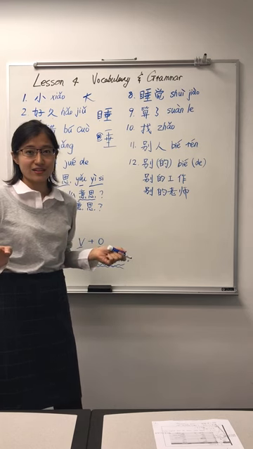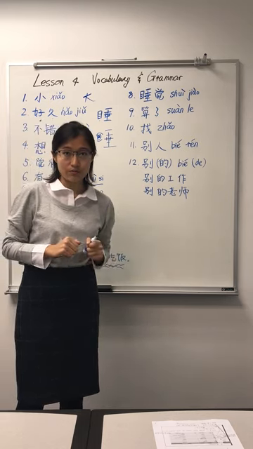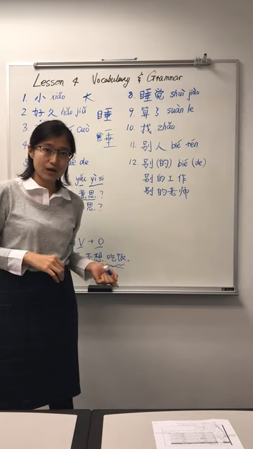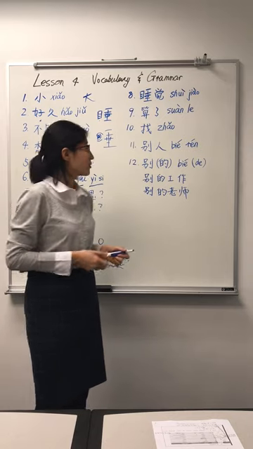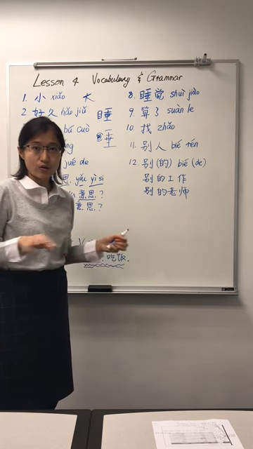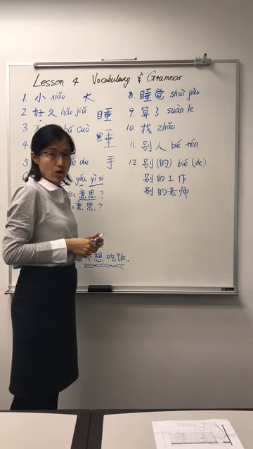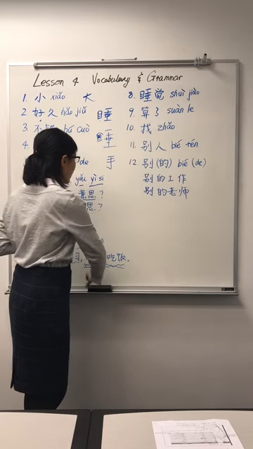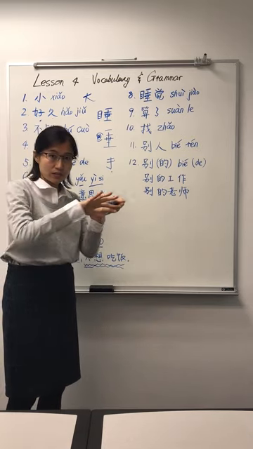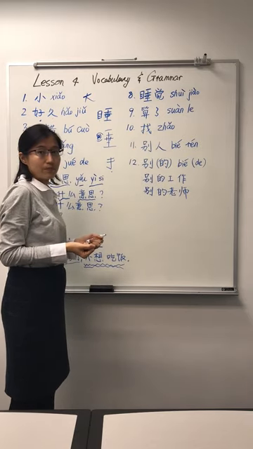Next one, 算了, that means forget it. For example, if you want somebody to help you do something, but that person is so busy, you will say, 算了, I will find someone else. 算了, forget it. That's okay, forget it. Next one is 找. 找 means find or look for something. We learned this radical, 手, hand. This part is the radical 手 without the top part. So if you are using the hand to look for something, that means 找 is for find, look for.